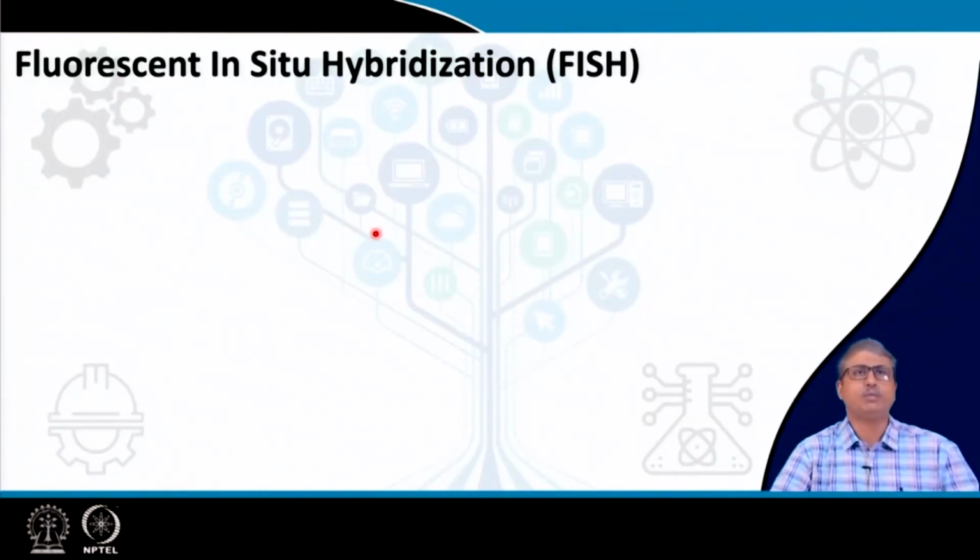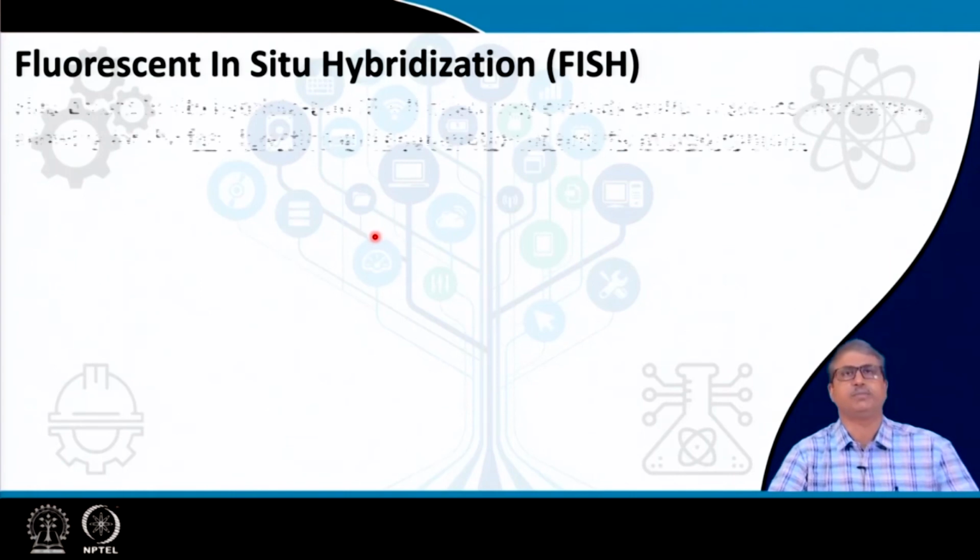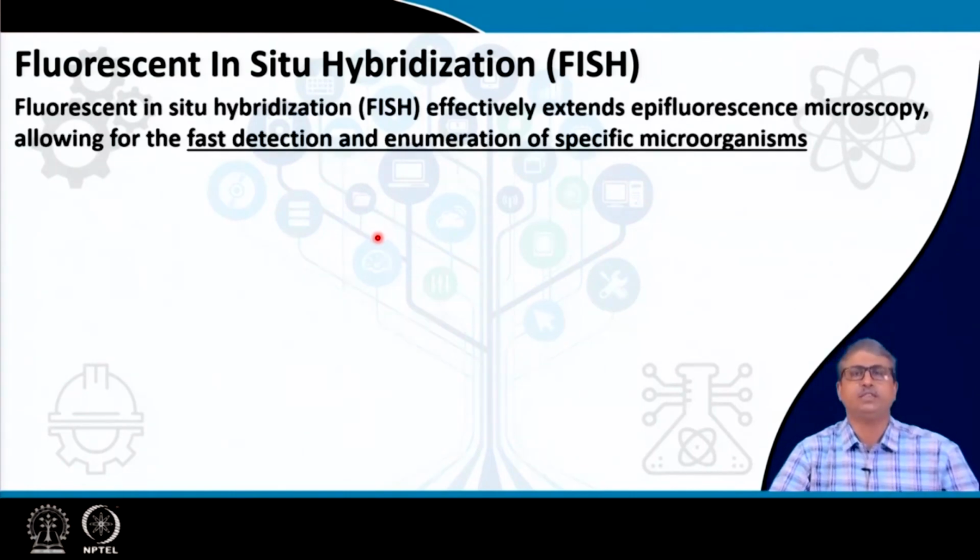Now, we will talk about fluorescent in situ hybridization, or FISH. Fluorescent in situ hybridization, or FISH, is a very effective technique which is based on epifluorescent microscopy, and it allows fast detection and enumeration of specific microorganisms. So, here the important point is the specific microorganism. We can be very specific. It is beyond the limit of the DAPI, acridine orange or SYBR Green kind of combination techniques. So, it is more specific.